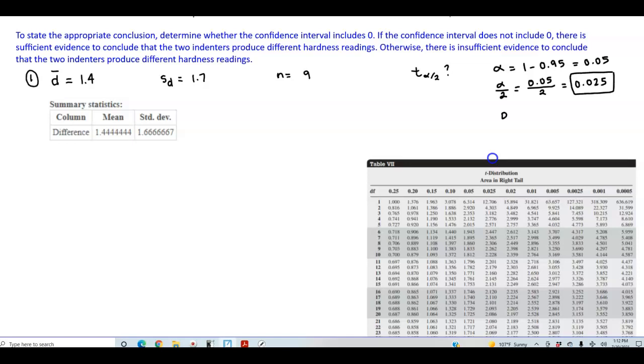Now we need to also find the degrees of freedom. Degrees of freedom is taking the sample size and subtracting 1. We know that's 9 minus 1, which is going to give us 8. So now we have the degrees of freedom.